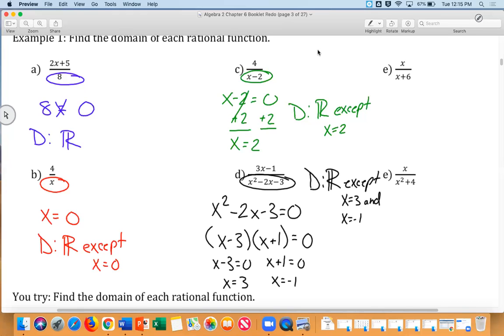Let's look at E. Miss Puckett, what did you get for E? Is it just domain equals all reals? Well, when is x plus 6... Oh, no. Sorry, I thought you were talking about the one under it. Yeah. Is it just domain equals all reals except x equals negative 6? Very good.